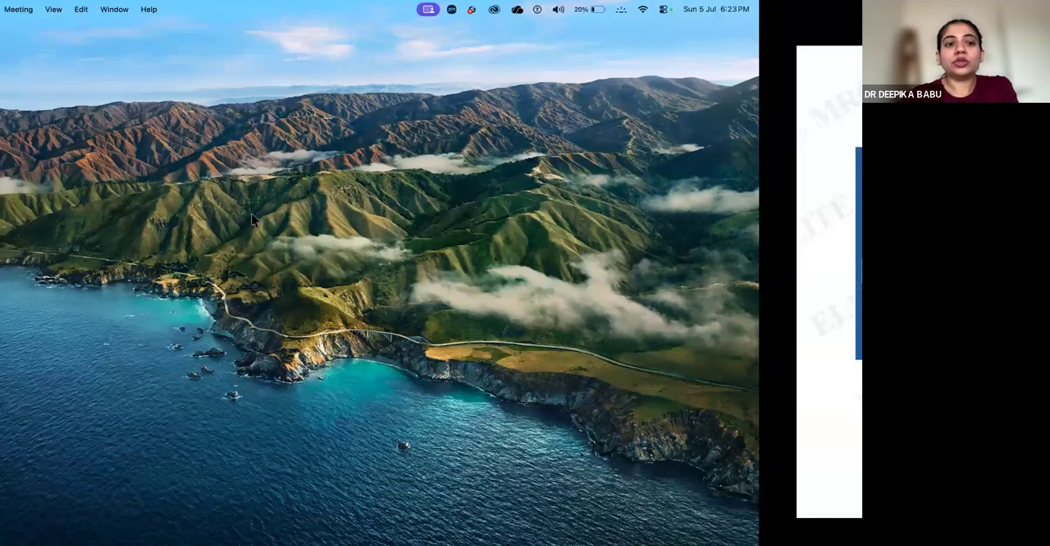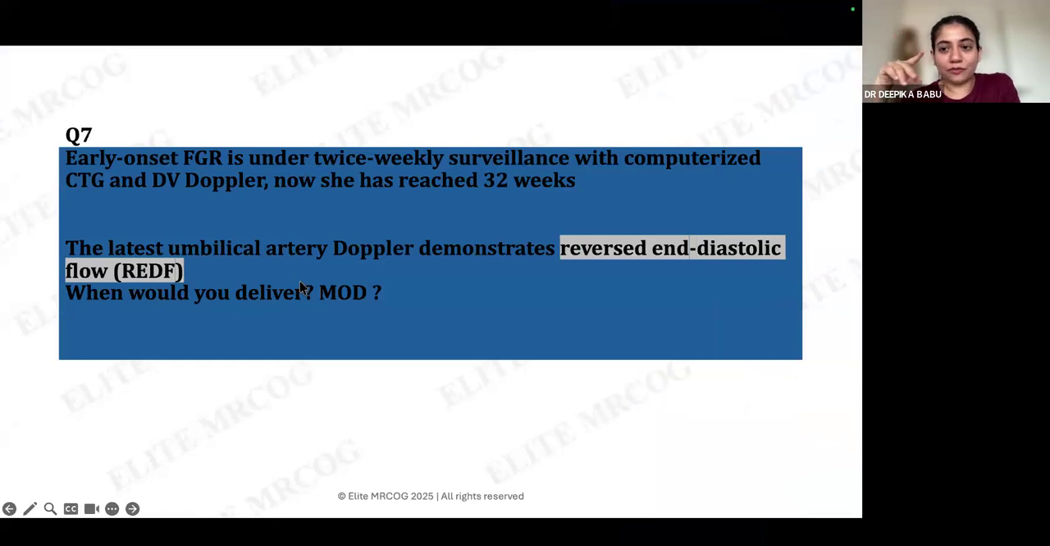Okay, fine. So, early onset FGR lady, somewhere around 29, 30 weeks, she was diagnosed with an absent or reversed end-diastolic flow, but you have been monitoring her twice weekly, ductus venosus Dopplers and computerized CTG. Everything was going fine. Now she has reached around 32 weeks, but now it is reversed. It was absent before, and it has become reversed. She is 32 weeks now. When would you deliver, and what is the mode of delivery?